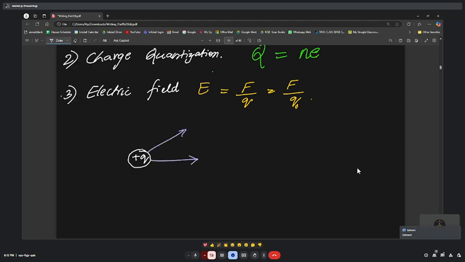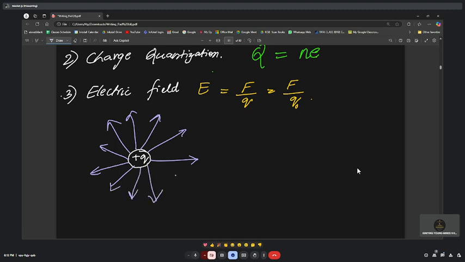Now what do I mean by radially outward? It's going to move in all directions like this, just like the rays of the sun that come out. So this is what is meant by radially outward. When you have a positive charge, the electric field lines around it are always directed radially outward. When you map all the points, you will get a surface very similar to that of a sphere, a spherical surface.